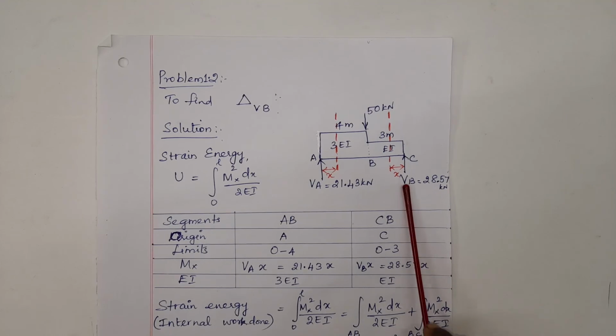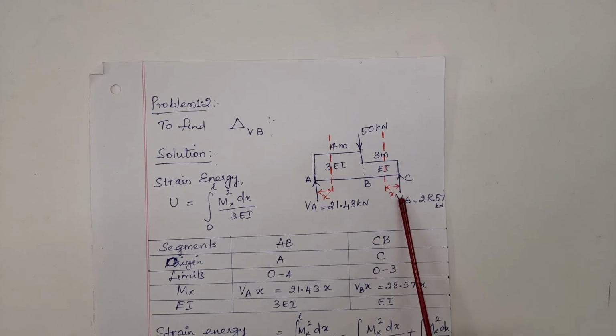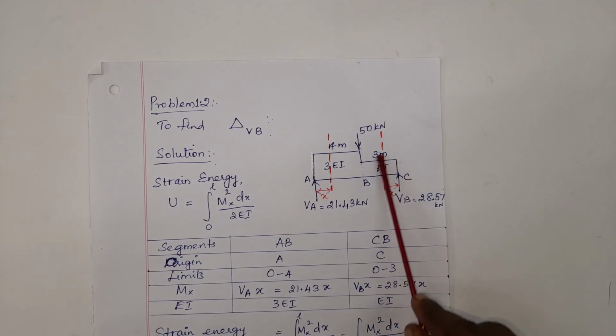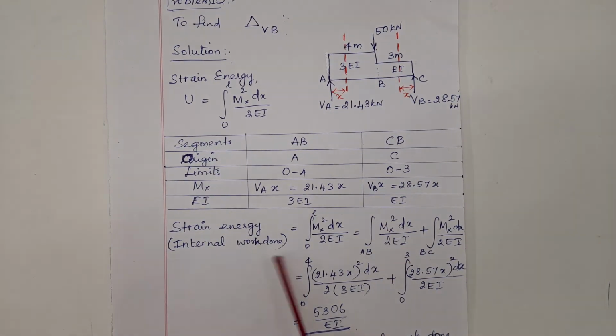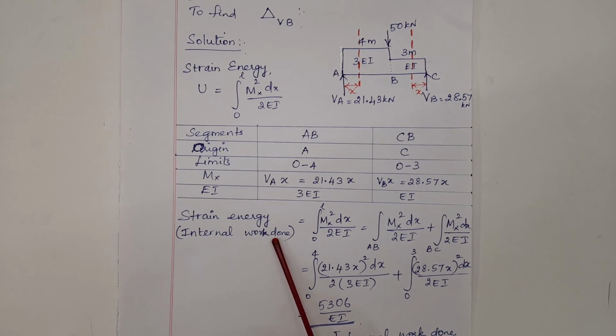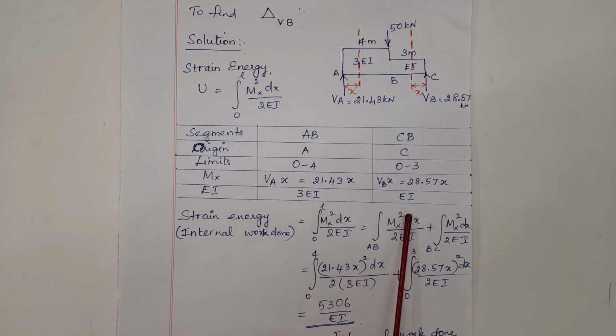Check the moment. VB into X will cause the moment pushing the beam down. So I write here plus VB into X. EI values, there are variations. So I write EI as 3 EI for AB and EI for CB.